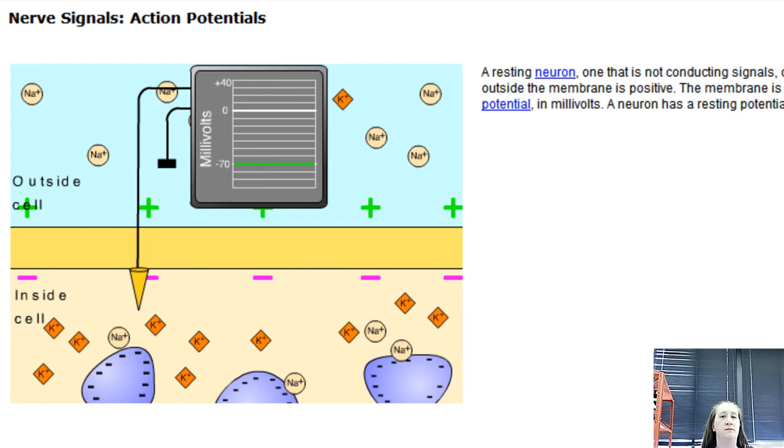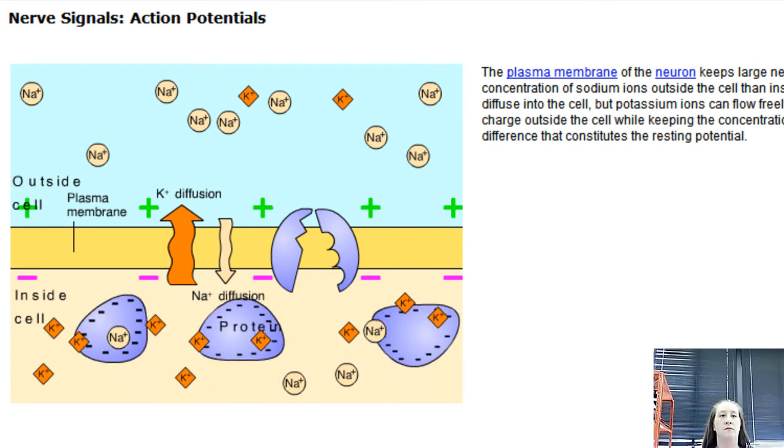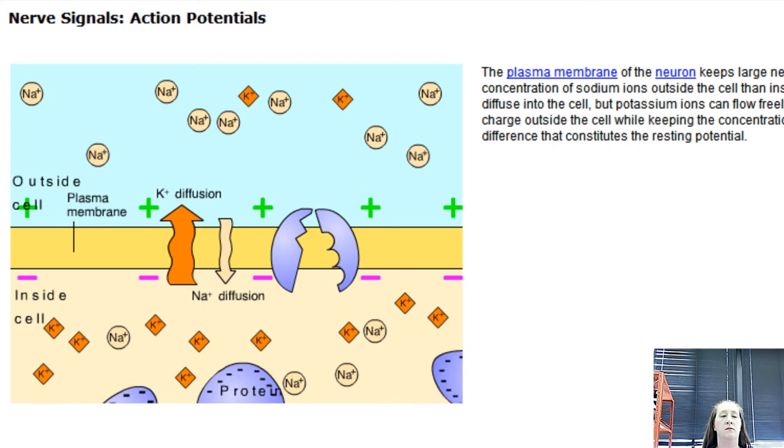What causes the resting potential? The plasma membrane of the neuron keeps large negatively charged molecules, such as proteins, inside the cell. Pumps and channels in the membrane regulate the flow of positively charged sodium and potassium ions. The neuron maintains a higher concentration of sodium ions outside the cell than inside, and a higher concentration of potassium ions inside the cell than outside.